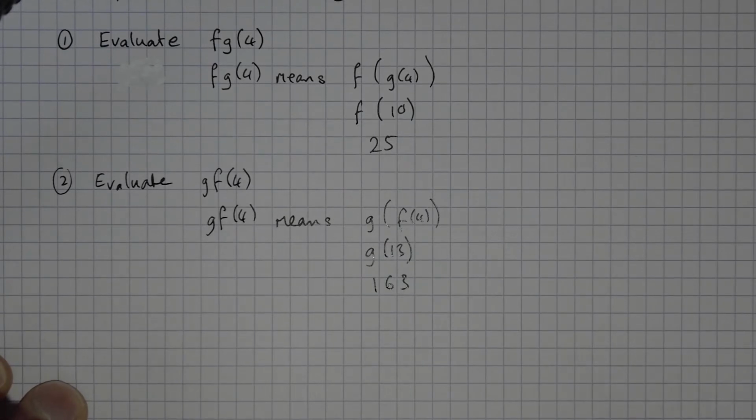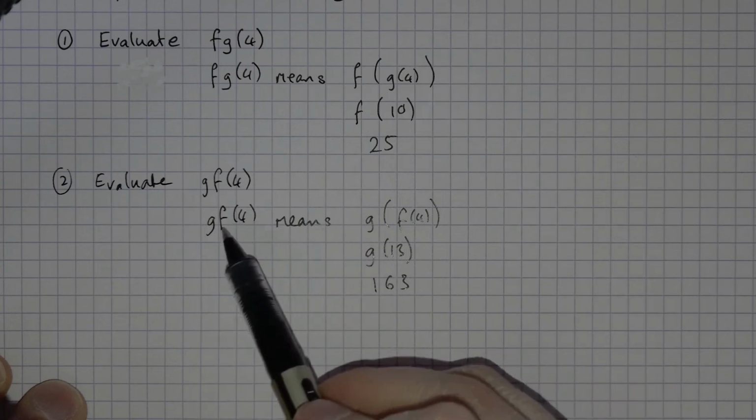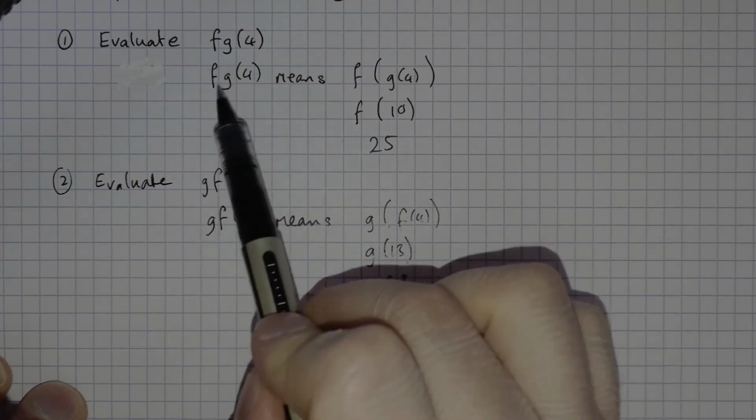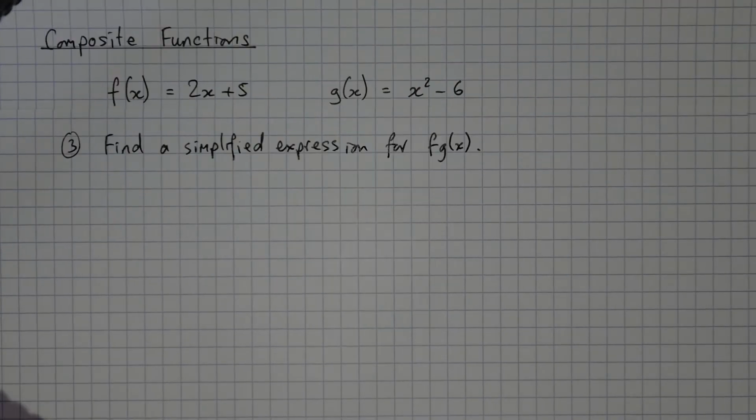You might think, well, why lay it out like this? Surely it's easier to just do the f first and then the g here, and up here do the g first and then the f. There is a reason for it, and it's because it's much easier with this layout when you're doing it with algebra. So I'll show you what I mean by that.